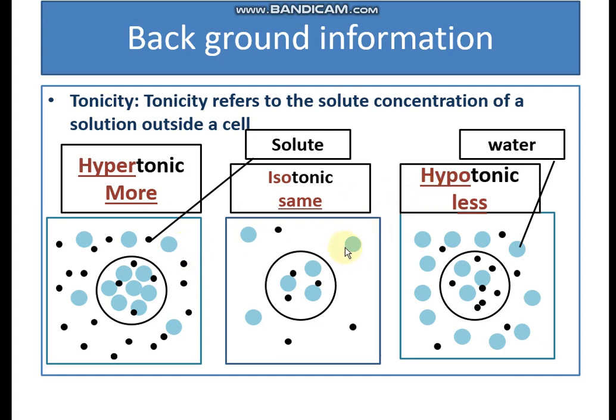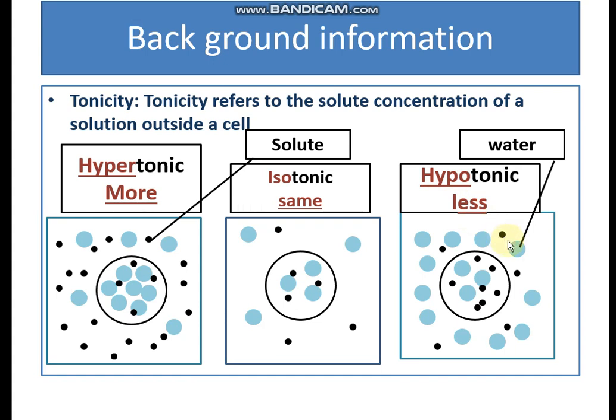So the water potential of isotonic condition is the same as that of the cell, while in case of hypertonic solution there is higher water potential inside and lower water potential outside. Now what about hypotonic solution? When it comes to hypotonic solutions, hypo means less. Less what? Less solute concentration.